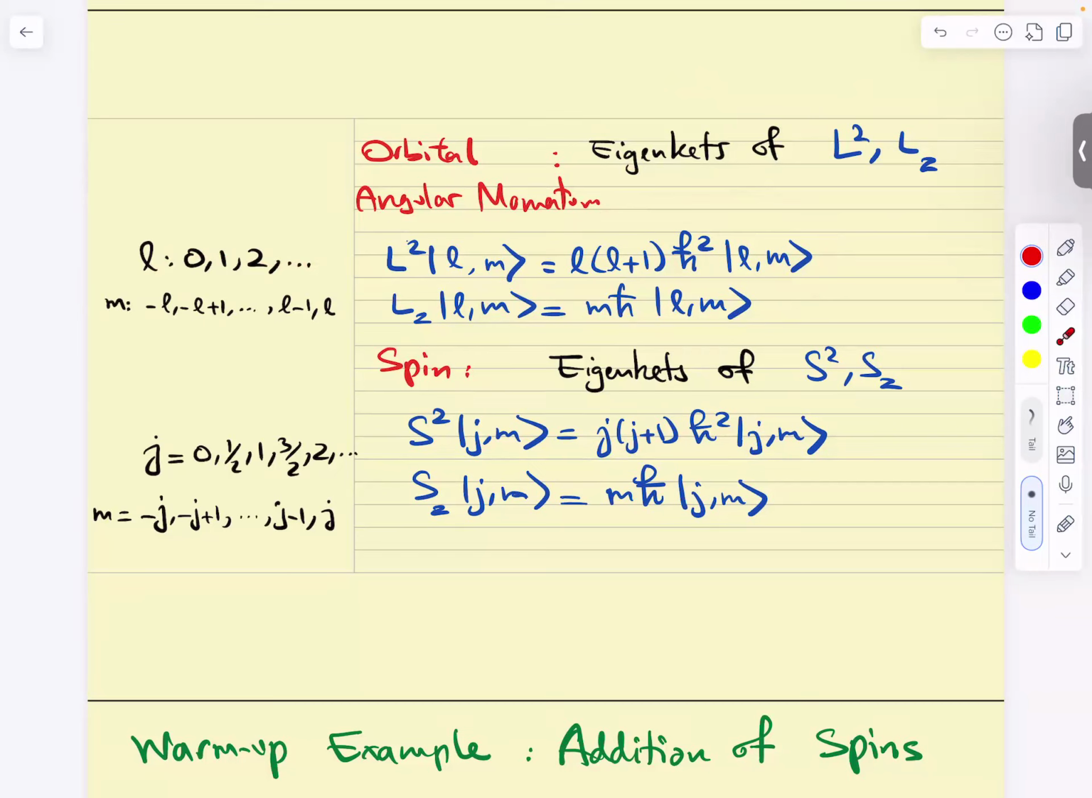For the spin part, the eigenkets were the eigenkets of S squared and S_Z. We use the notation |J,M> for it. J is 0, half, 1, and so on, and M is from minus J to J. The only difference is that the representations are very similar, except that for spin you're allowed to have half integers, whereas here you can't have half integers. That half integer had to do with the fact that as you go around by 2 pi, you could pick up a minus sign. Good.